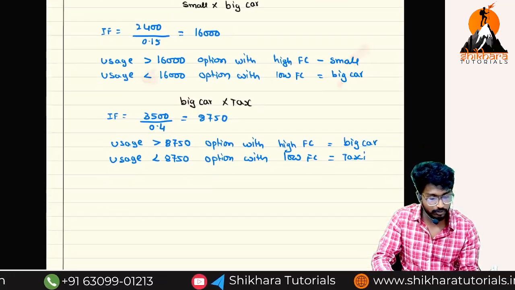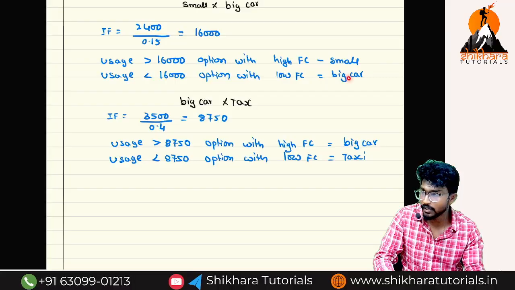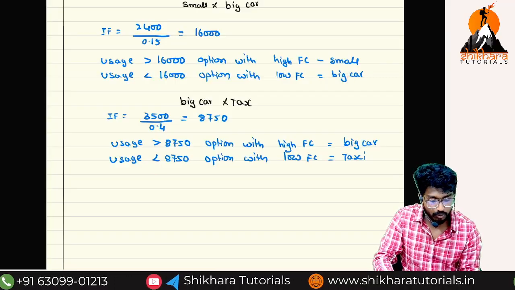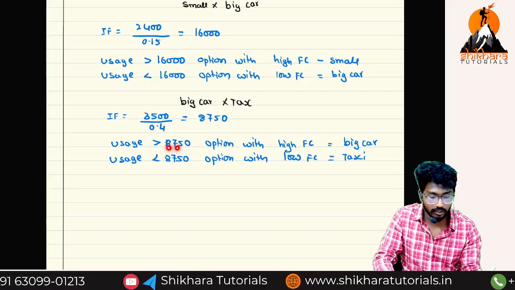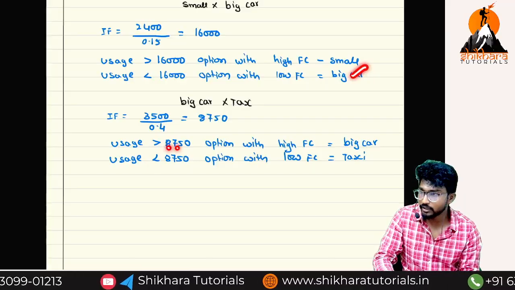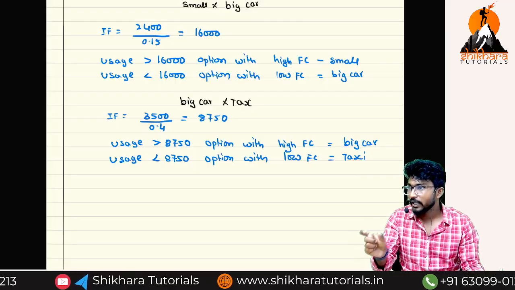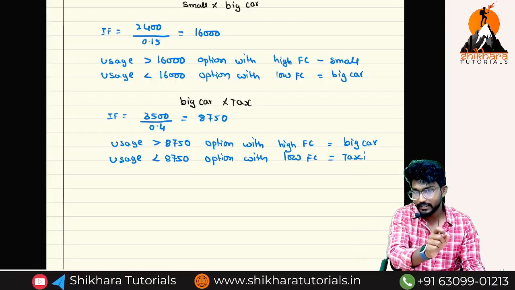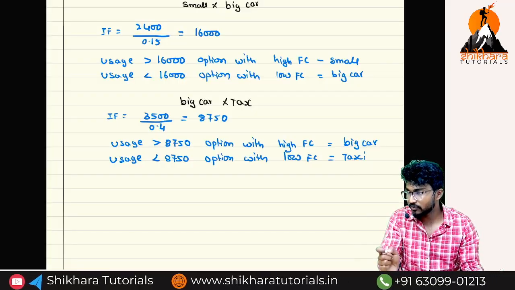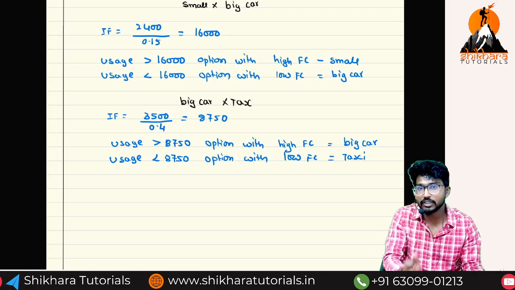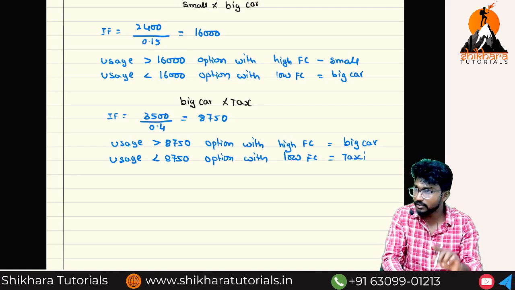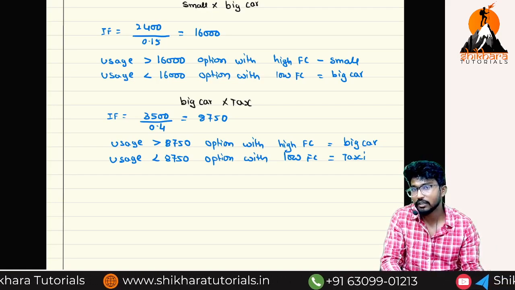If you compare between big car and taxi, above 8,750, which car? Big car. Below 8,750, which car? Taxi. That means from 0 to 8,750, taxi. 8,750 to 16,000, big car. From 16,000 and above, small car.